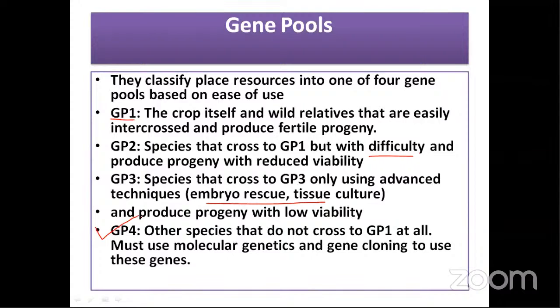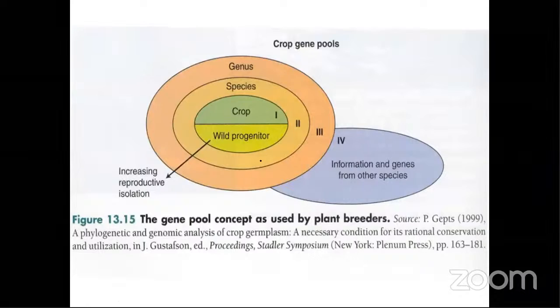That particular group is called the outer group. Okay, what is it called? It is called the outer group. Here the major thing is that transgenics are the important factor. GP4 is also called the quaternary gene pool, right?